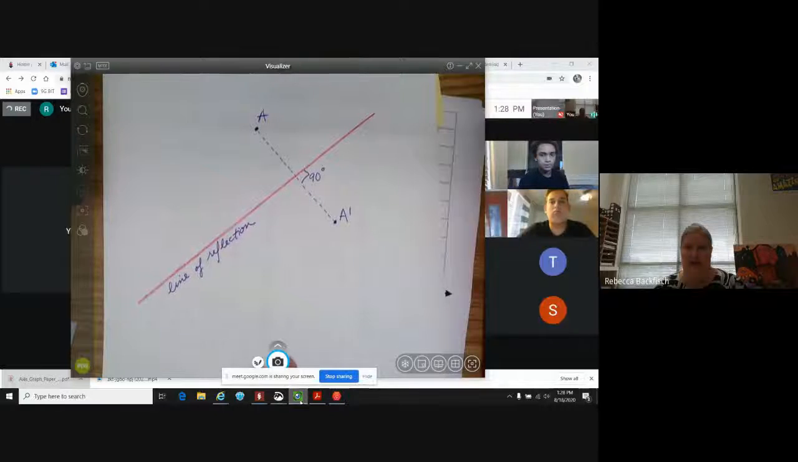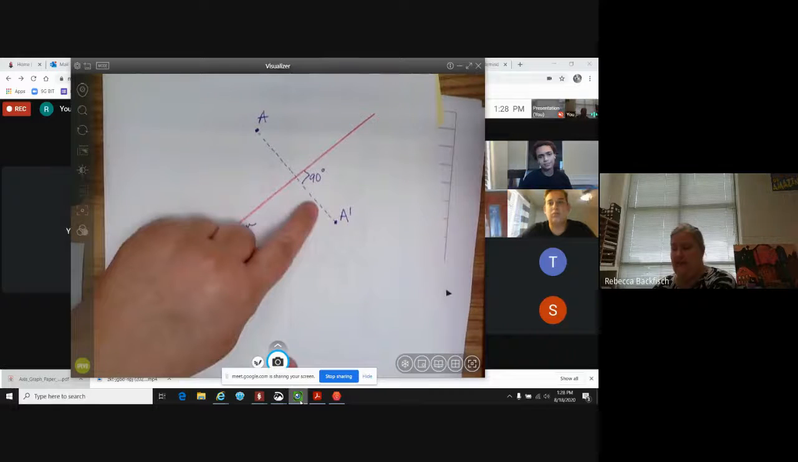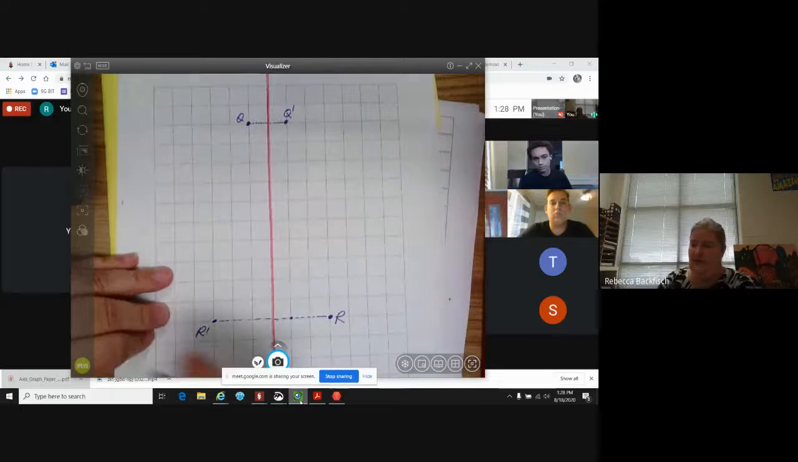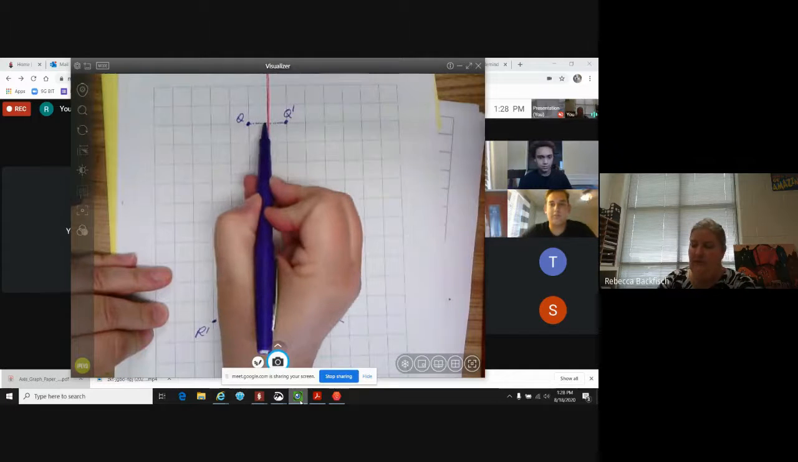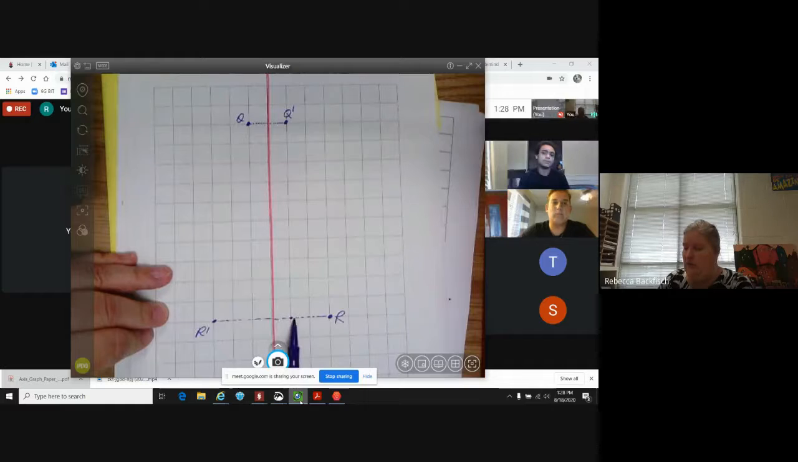In the last recording, we were talking about the basic idea behind a line of reflection and how this is the same distance as this is. And how if we have a vertical line of reflection, that means if it's on the left 1 unit from the line, then it's going to be on the right 1 unit from the line. If it started out 3 units to the right, then it will be 3 units to the left.